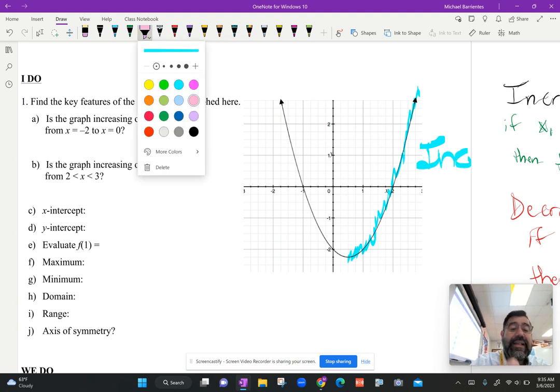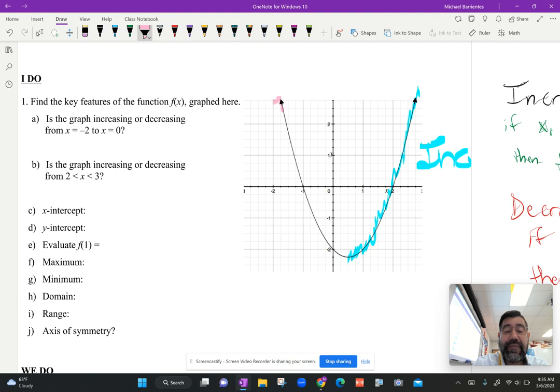And I think that the graph is decreasing from all the way over here to the left, all the way to the lowest point here. That's where it's decreasing.